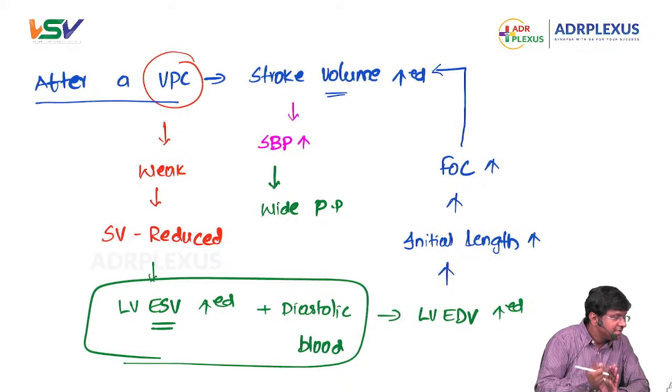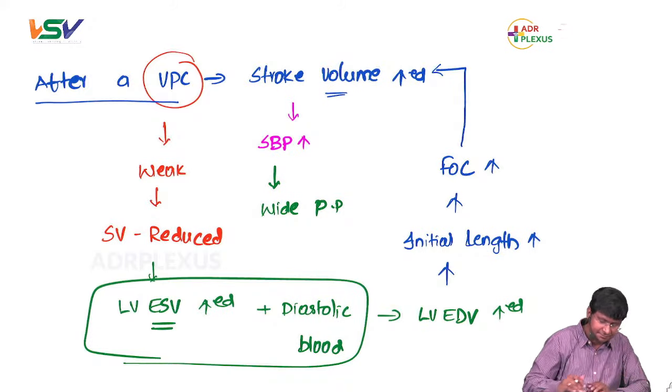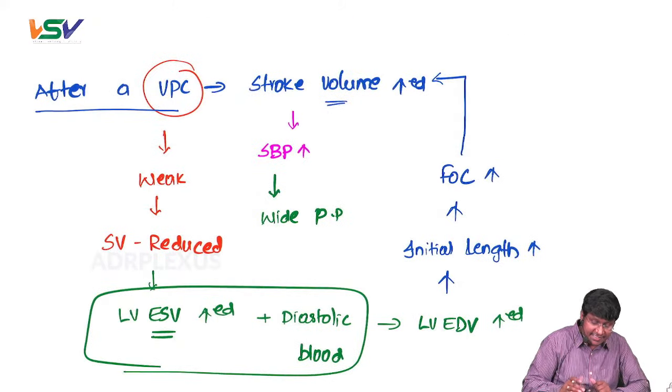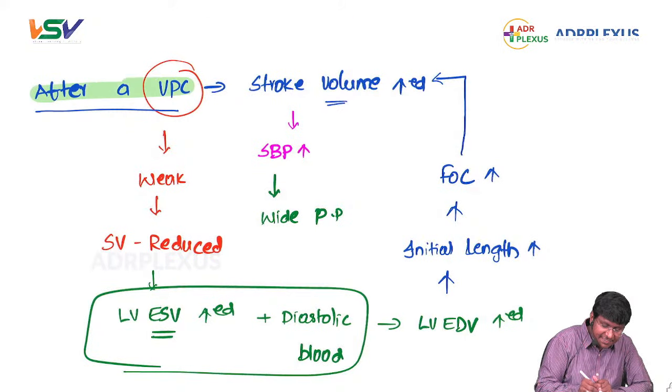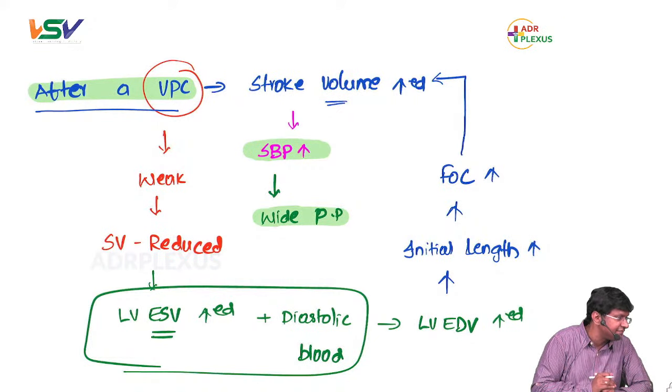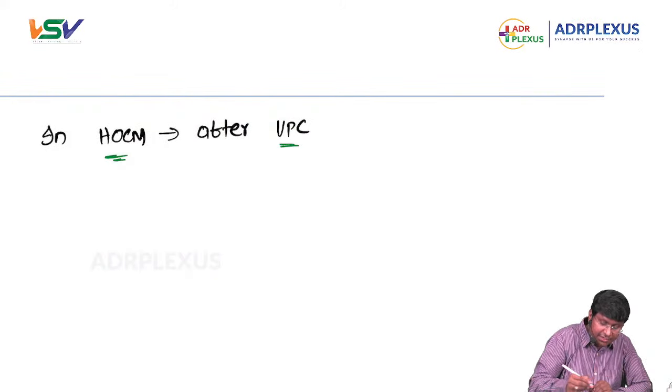Now let me take up the same VPC in patients with HOCM. Sorry, in HOCM after VPC, how will it happen? Now, what did I discuss here? After a VPC, there should be wide pulse pressure, or increased systolic blood pressure, is what I have discussed, right? But what is the Brockenbrough-Braunwald phenomenon?